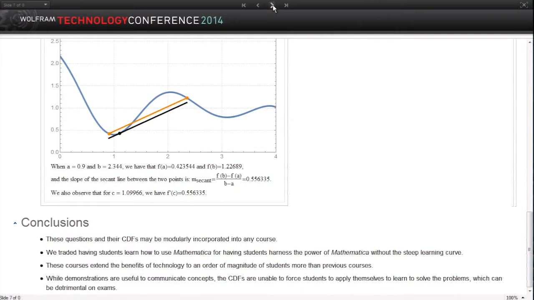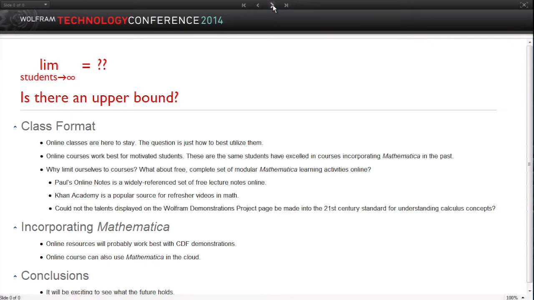But one thing I wanted to conclude with is I don't think that 400 or 500 is really an upper bound. I know it's a rather large class. We're going to have a large sample size to work with. But I don't think there's actually an upper bound to how many students you can reach. Online classes are here to stay. There's not much question about that. The question is, how do we utilize them? What are we going to incorporate with them?